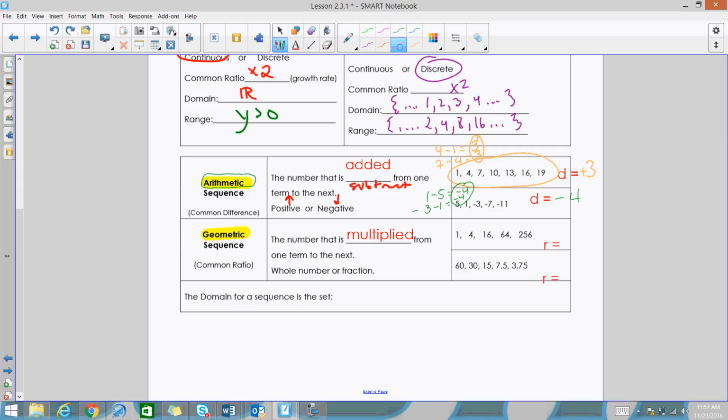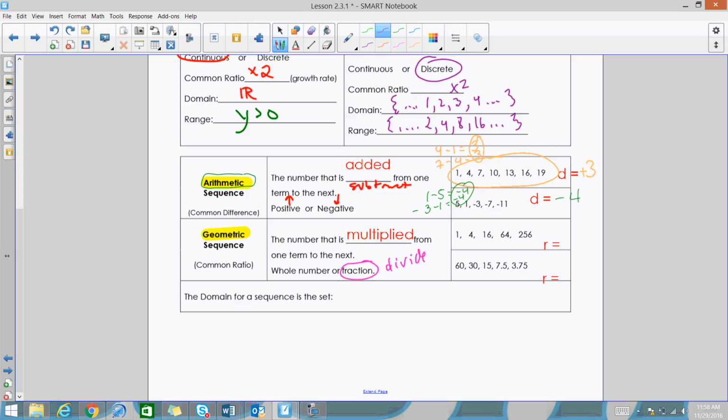Geometric is when you multiply or divide. Really just multiply, because dividing is just multiplying by a fraction. So we really don't want to say dividing, but you just multiply by a fraction. So the fraction means divide. We just say you're multiplying by a fraction.